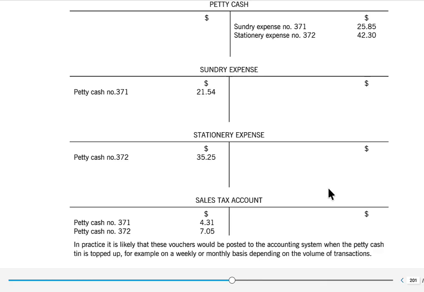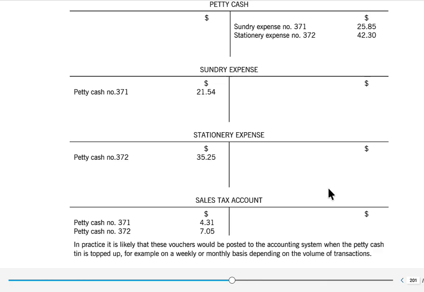So voucher 372 creates these postings. Debit stationery expense, $35.25. Debit sales tax, $7.05. Credit petty cash, $42.30. That is the full posting for voucher 372.